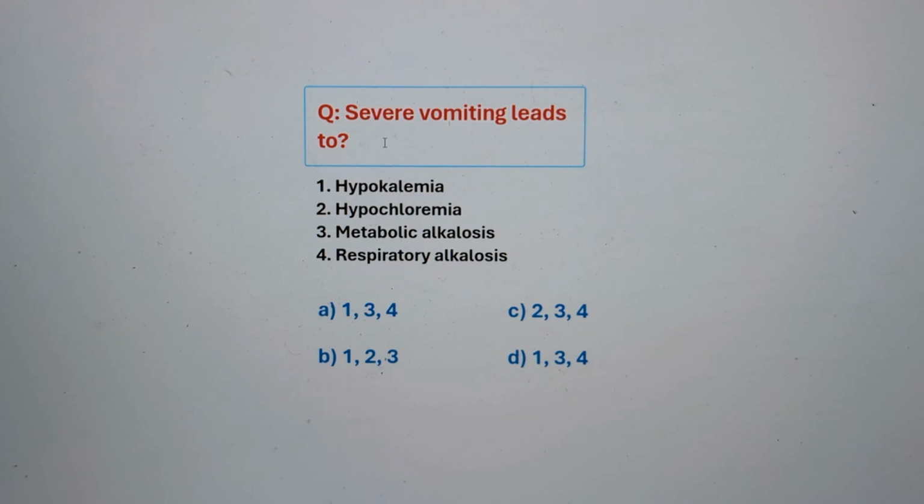We got a question. Severe vomiting leads to electrolyte disturbances. The electrolyte disturbances commonly seen in patients with vomiting include hypochloremia due to loss of hydrochloric acid, hypokalemia due to aldosterone effect, metabolic alkalosis due to loss of hydrogen ions and aldosterone.